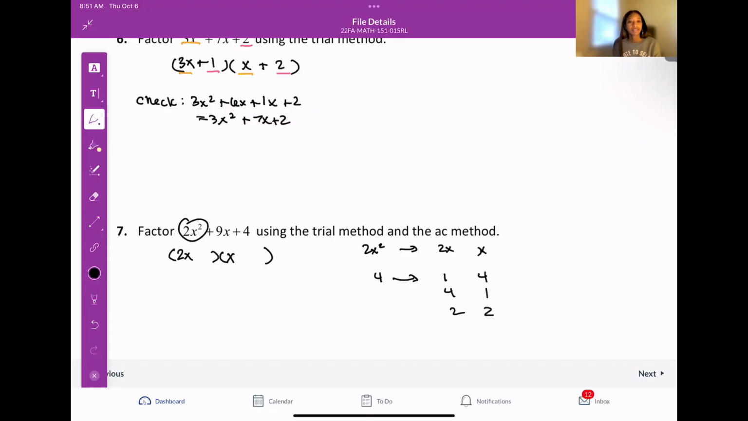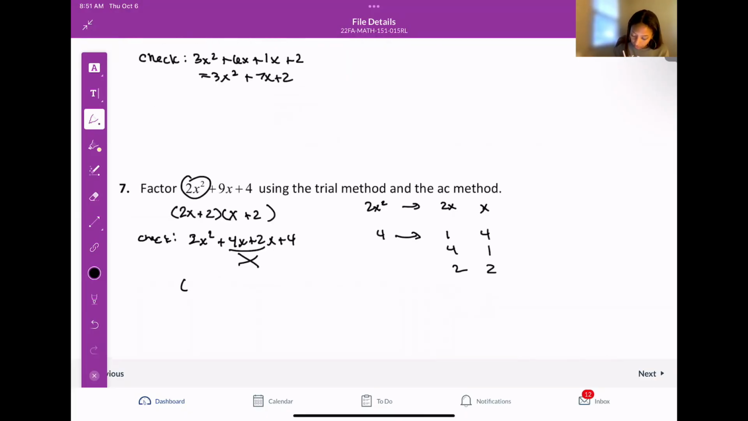All right. So let's guess and check. Let's check the other ones to make sure they don't work. So let's say you looked at this and then you said, oh, well, 2 times 2 is equal to 4. Let's try that. Plus 2 plus 2. If we check it, we get 2x squared plus 4x plus 2x plus 4. That doesn't work.